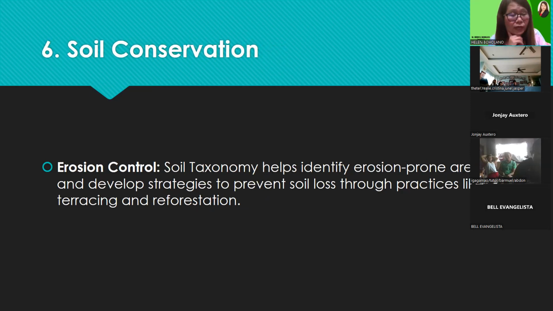Another is soil conservation. Soil erosion control. Soil taxonomy helps identify erosion-prone areas. So if you know the taxonomy, you know that this area is accident-prone, it will flood, or it will have landslides. So we can identify erosion-prone areas and develop strategies to prevent soil loss through practices like terracing or reforestation.